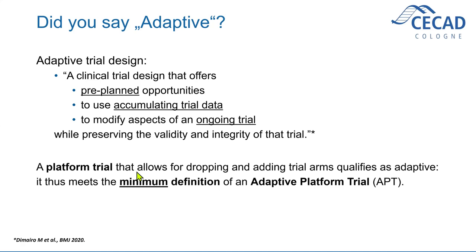So now what makes a platform trial an adaptive platform trial? There is a received definition of what any adaptive trial design is about. So basically, that's a trial design, and here I'm quoting from the reference. It's a clinical trial design that offers pre-planned opportunities to use accumulating trial data to modify aspects of an ongoing trial while preserving the validity and integrity of the trial. So a platform trial that allows for dropping and adding trial arms qualifies as adaptive. It thus meets the minimum definition of an adaptive platform trial, APT.